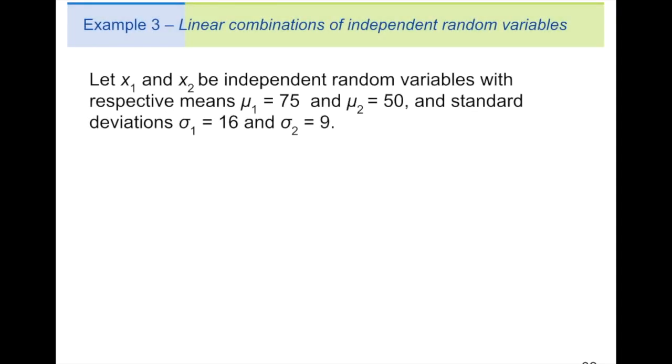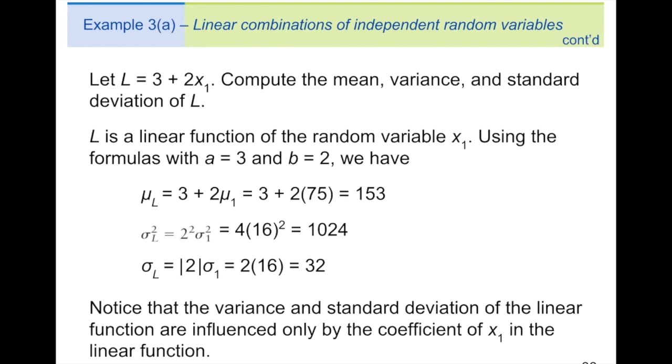Let x sub 1 and x sub 2 be independent random variables with respective means mu sub 1 equals 75 and mu sub 2 equals 50, and standard deviations sigma sub 1 equals 16 and sigma sub 2 equals 9. So we're going to use these in some examples. Let L equals 3 plus 2 x sub 1. Compute the mean, variance, and standard deviation of L. L is a linear function of the random variable x sub 1. Using the formulas with a equals 3 and b equals 2, we have our mean, variance, and standard deviation.